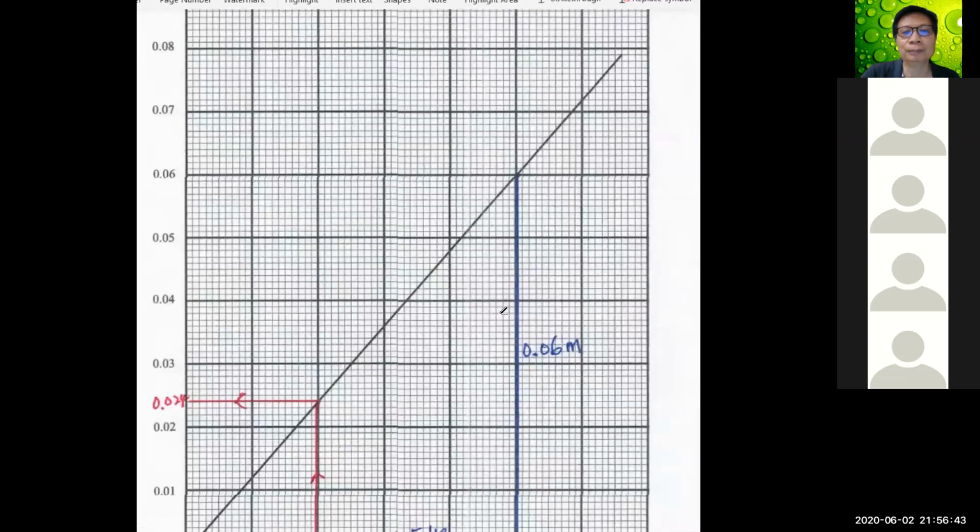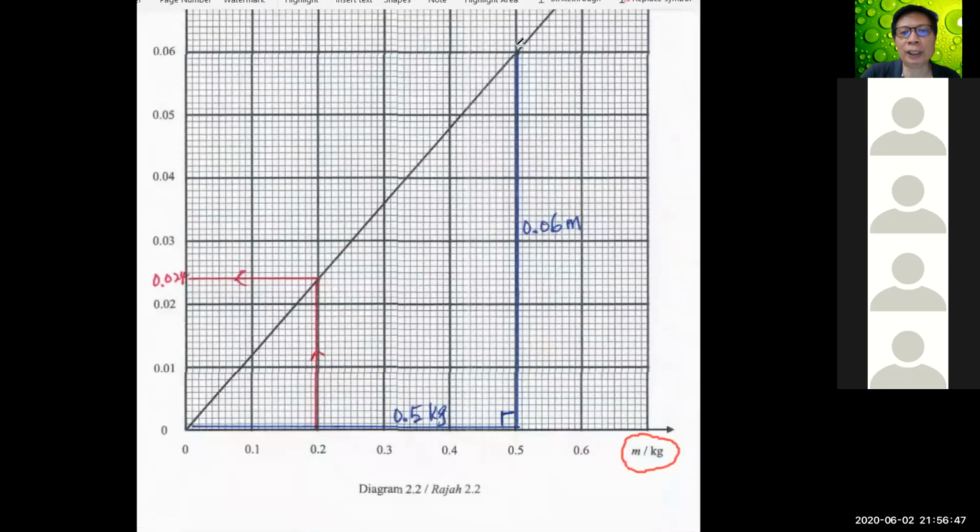Okay, like that. So choose a point that is easy to read the values. So I choose this point, then this triangle. Draw the 90 degree to show your triangle, understand? Show it. And make sure your triangle is big, not too small, must be at least 4 cm by 4 cm. So mine is bigger than 4 times 4 already. Okay, fine, so enough.